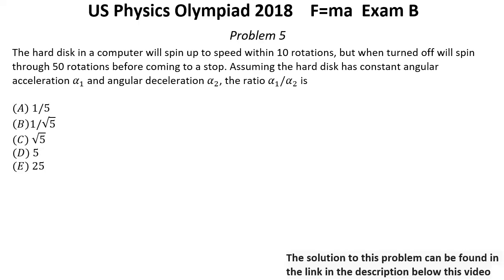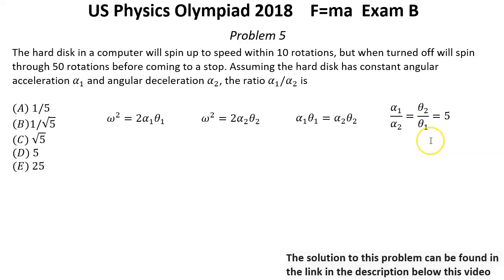On one hand, during acceleration the final angular speed satisfies omega squared equals 2 alpha 1 theta 1. On the other hand, this omega squared equals 2 alpha 2 theta 2. It means that alpha 1 multiplied by theta 1 equals alpha 2 multiplied by theta 2, and from here we can find that alpha 1 over alpha 2 equals theta 2 over theta 1, which is 5. This is answer D, and this is the solution for problem number 5.